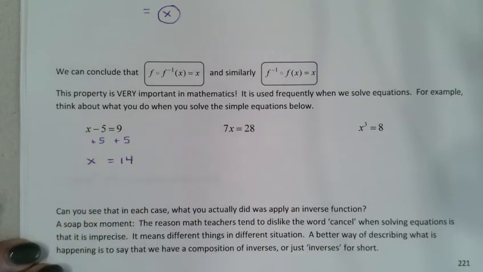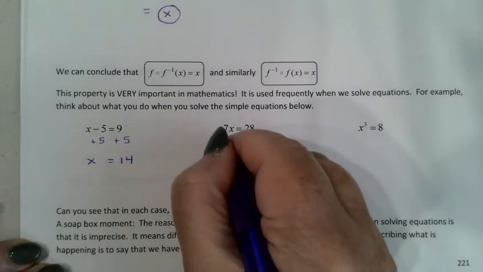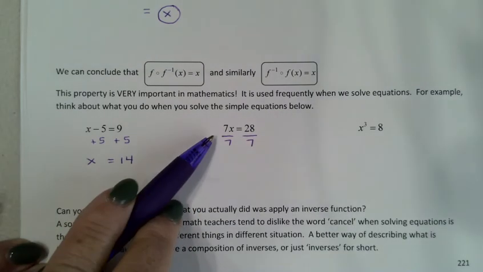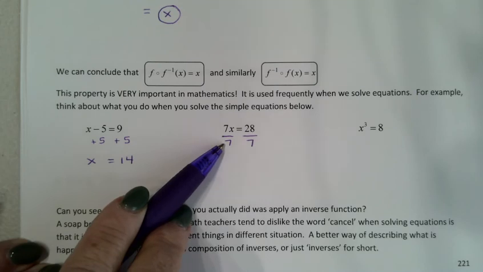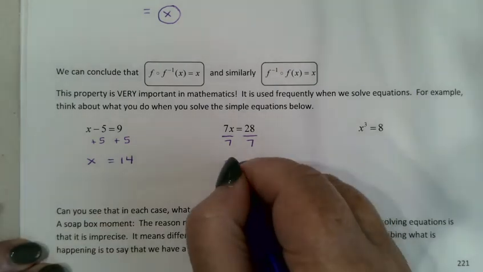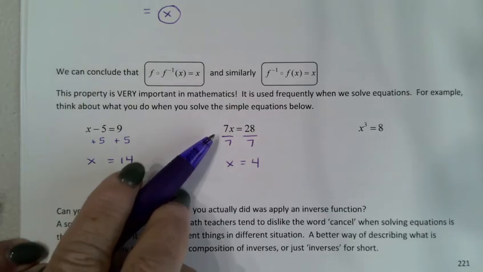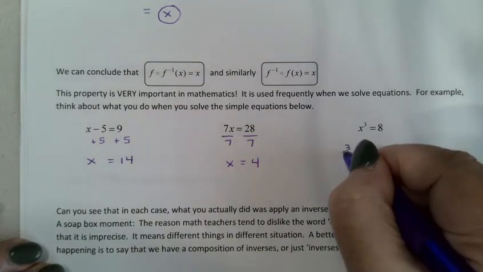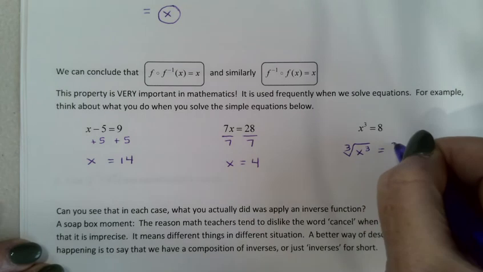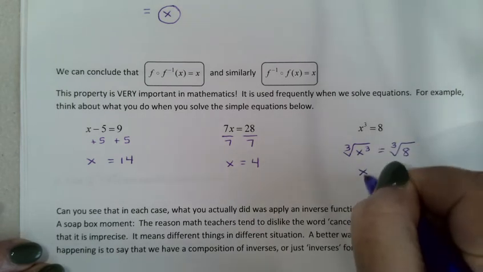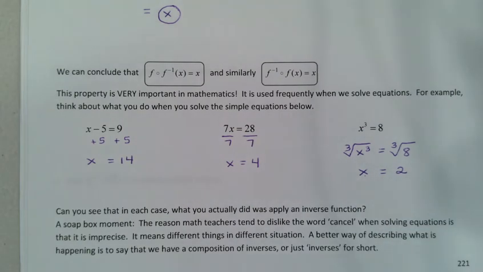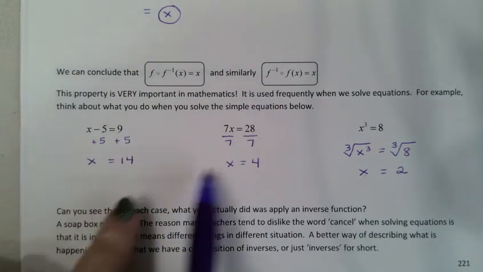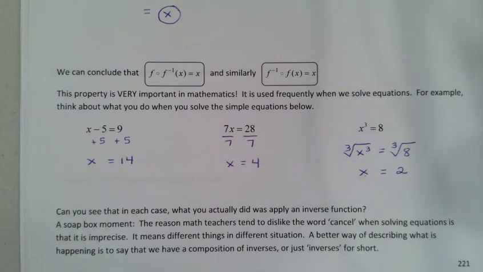Over here, you're multiplying the x by 7. When you were taught to divide both sides by 7, again, you were really applying the inverse. Inverse of multiplication is division. And that got you your x equals 4. Again, the inverse function gets the x by itself. And this last one, you would have used the cubed root, which is the inverse of the cubing function, to get x by itself, and x equals 2. But the inverse functions, and actually even the compositions of the inverse, are all hidden in those seemingly simple algebraic operations, which you can now kind of understand from a little bit higher level perspective.